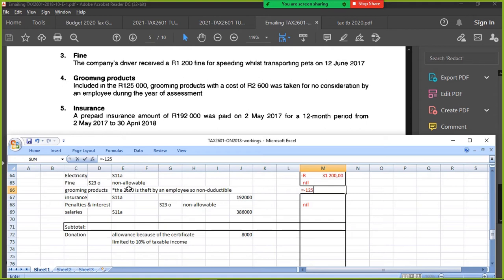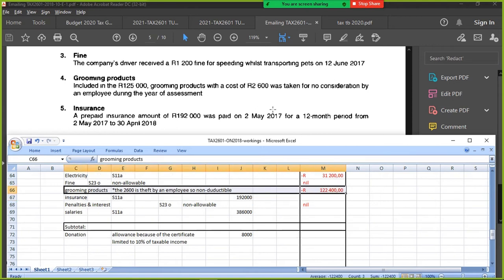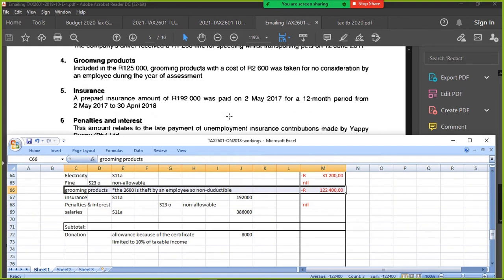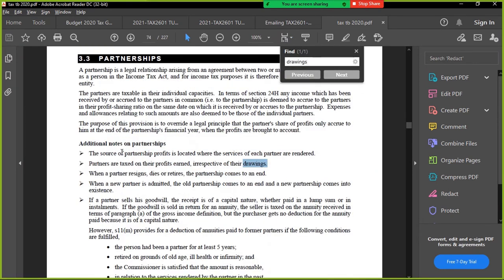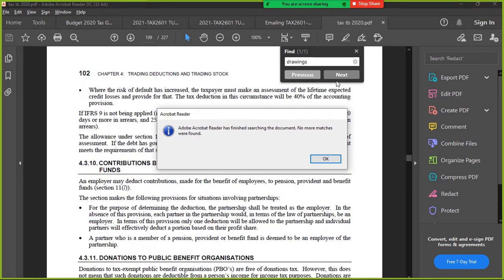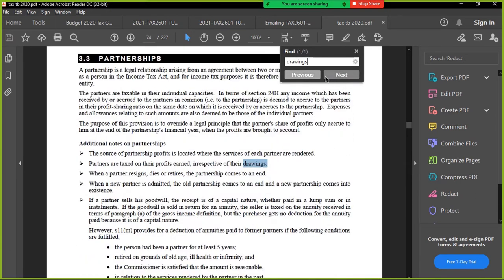Would you not just take out the 2.6? Oh, okay. Yeah, I'm going to take out the 2.6. So the difference is deductible. Agree? Yes. If it was drawings, what would you do? Then we need to check it. You also have to take it out actually, but you're taking it out for a different reason. Let me find, oh, actually, it looks like that's the only one. All right, here. Partners are taxed on their profit irrespective of their drawings. Let me just try drawing.